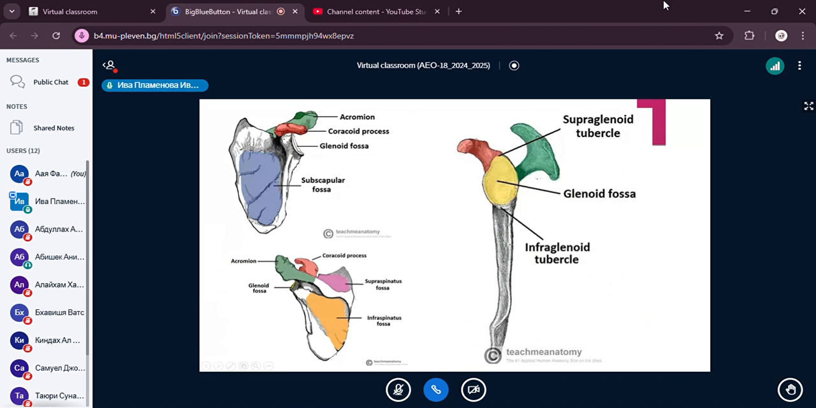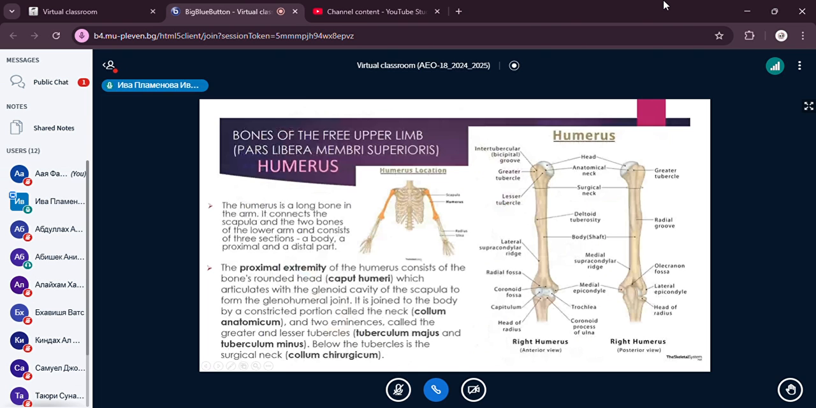And that's the lateral view. Actually, you can see here again, acromion scapulae, coracoid process, that's the lateral margin, lateral angle with glenoid fossa. Above the glenoid fossa is tuberculum supraglenoidale, below it is tuberculum infraglenoidale. Questions?